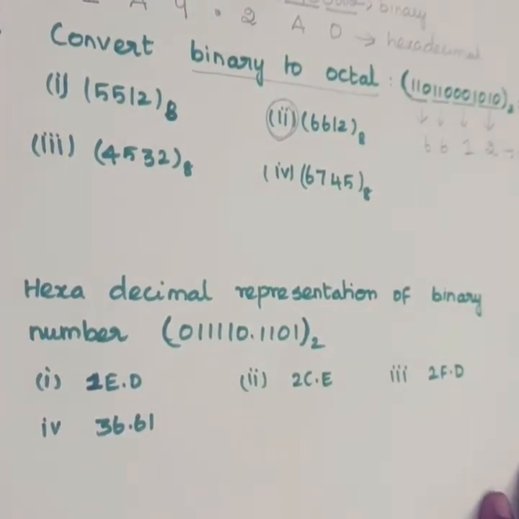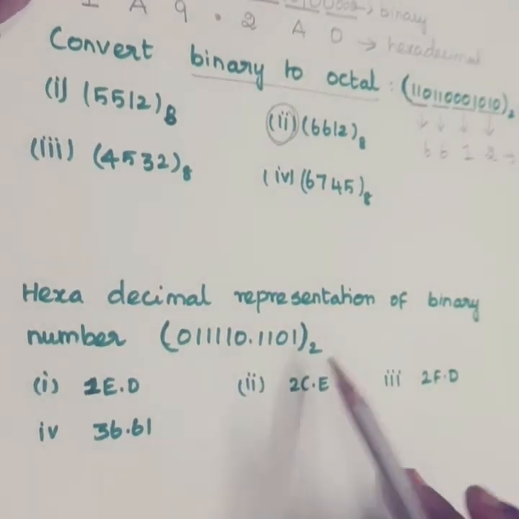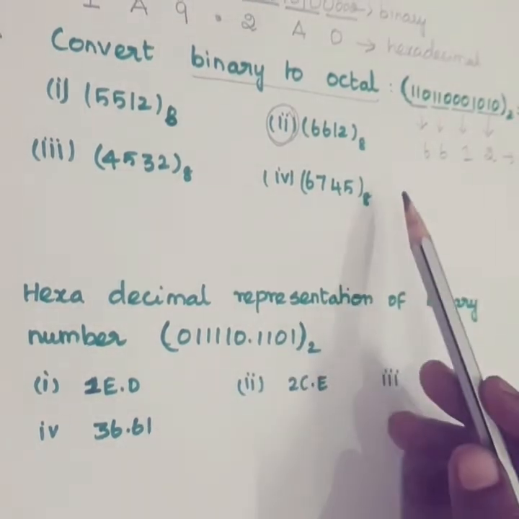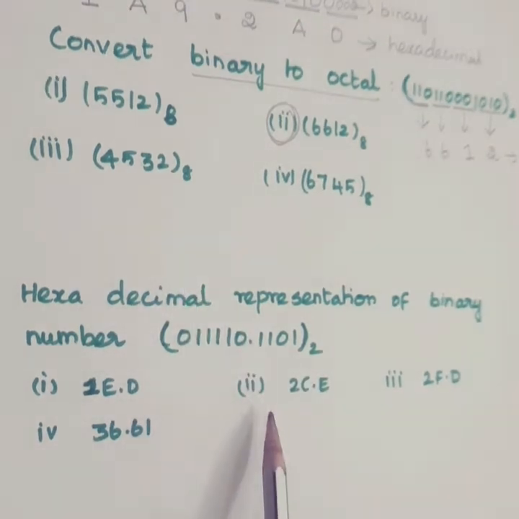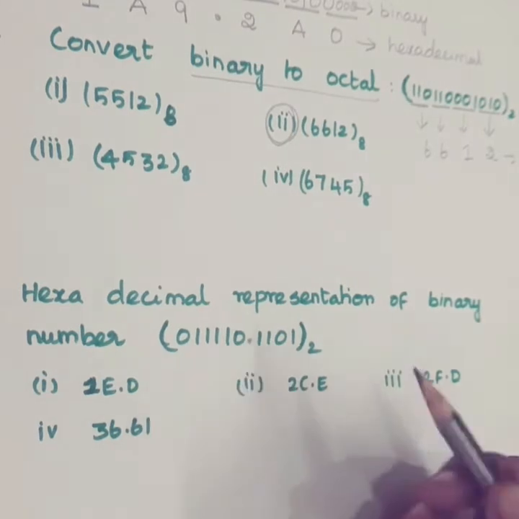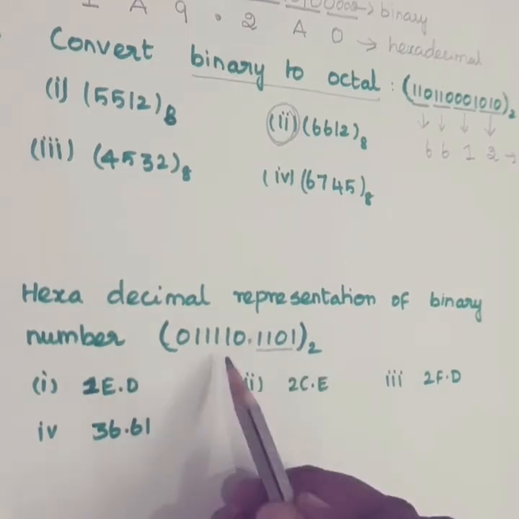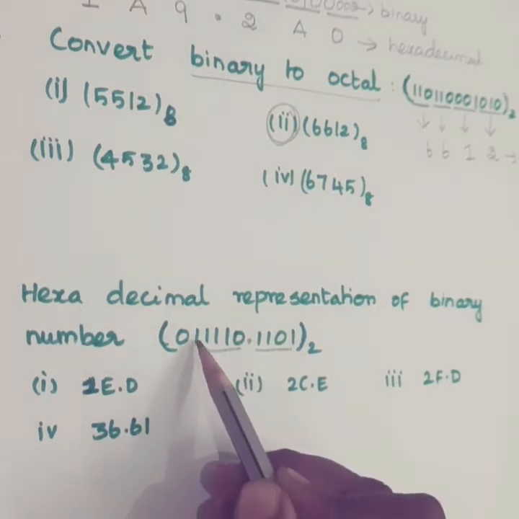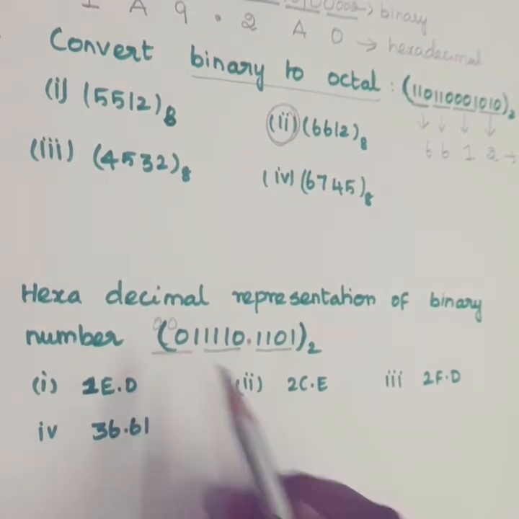So next question, hexadecimal representation of the binary number 0111110.1101, which is a binary number. Next, you have to convert this into hexadecimal. It is similar to octal, but in octal you form groups of 3 bits, whereas in hexadecimal you form groups of 4 bits. You have to start from the radix point. On the right side we have 1101, which makes one group. Then on the left side, 0111 is the first group. Next one is 10, so we can put 2 more zeros to form a group of 4 bits.